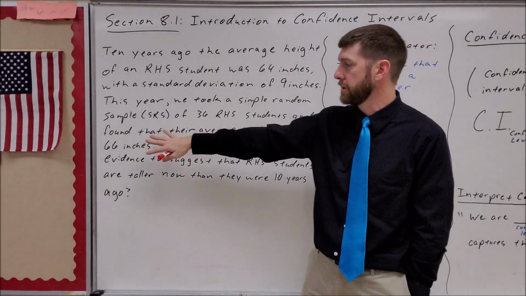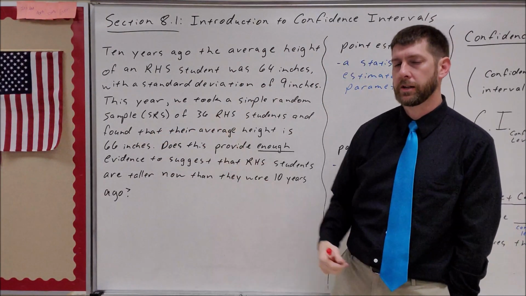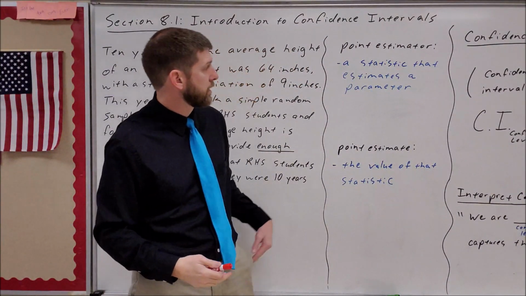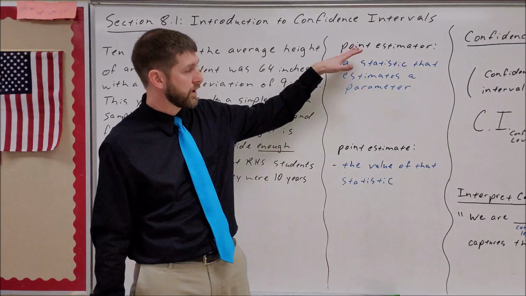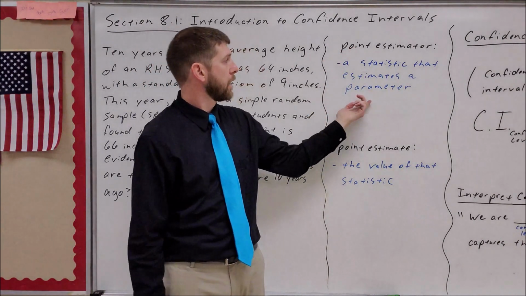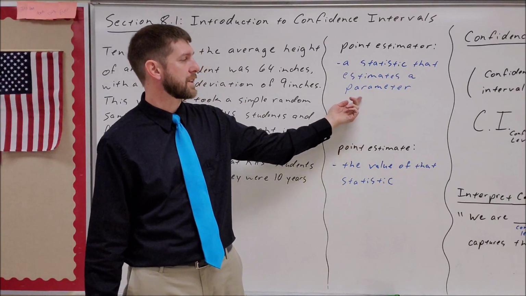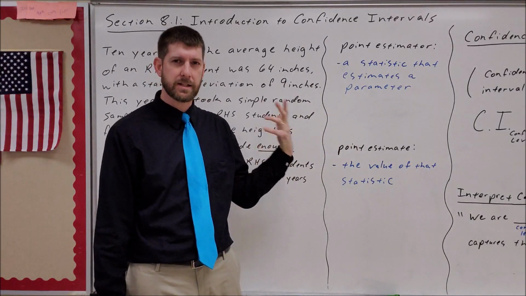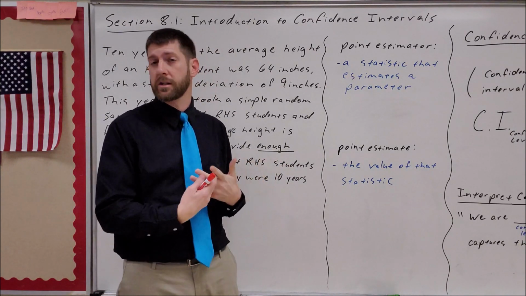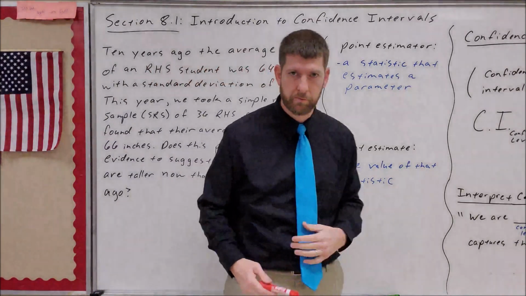So we need to take this and estimate what's going on in the population. Well, if we are going to make an estimation, we're going to need a point estimator and a point estimate. Well, what is a point estimator? A point estimator is just a statistic that estimates a parameter. A statistic, something we gather from a sample that estimates a parameter. So it really gets into those unbiased estimators we talked about before.